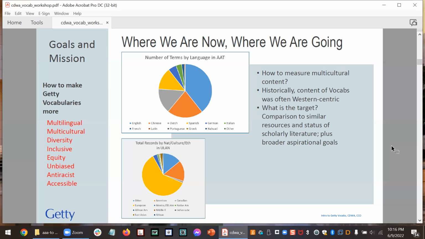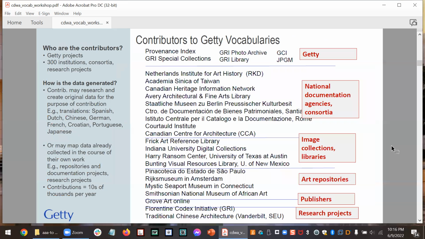Also, another way would be in the chart below that, where we're looking at the nationality and cultures in ULAN. And here, that biggest wedge over on the left, lower in orange, represents European artists. And then we have wedges for other artists. But again, we want to even these out and have more diversity, more multicultural content. But what is our target? What are we working towards? One way we can judge that is to compare our resources with similar vocabulary resources, and also the status of scholarly literature. Are we covering all the topics that are needed? And another way we judge is by seeing if we're meeting our broader aspirational goals.